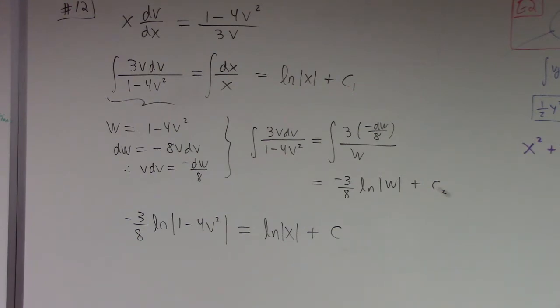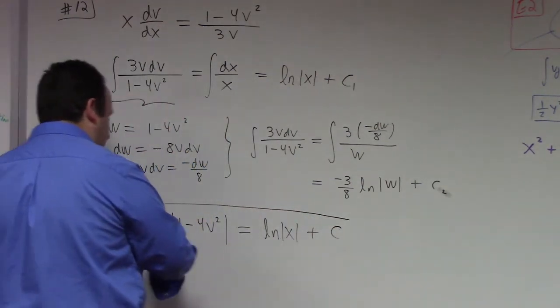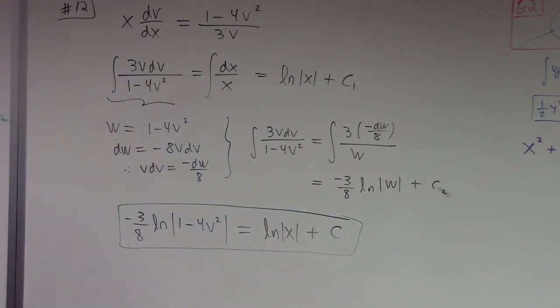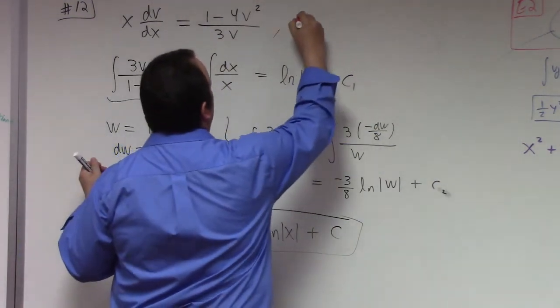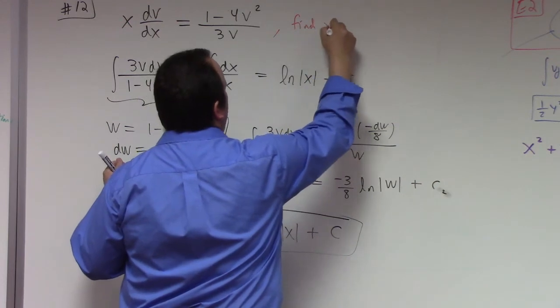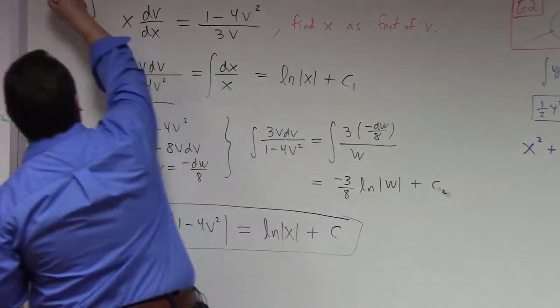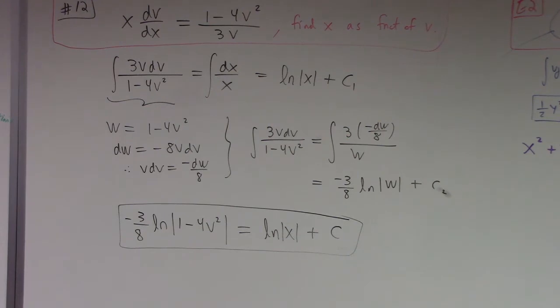Now, of course, that is an implicit general solution to the problem, right? So whether or not we're done depends on the instructions to the problem. If I said find the implicit general solution, well, hooray, we're done. But let me be a little bit less friendly to us. Find x as a function of v. So in other words, now to finish, I have to solve for x.